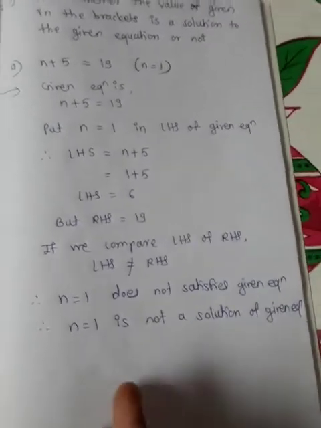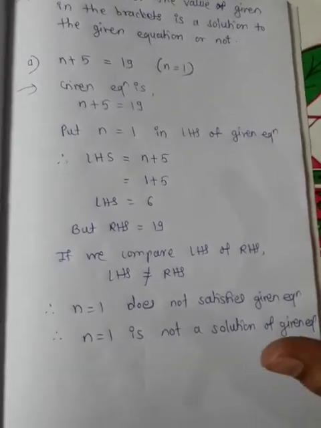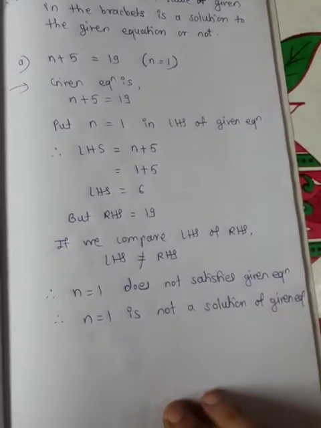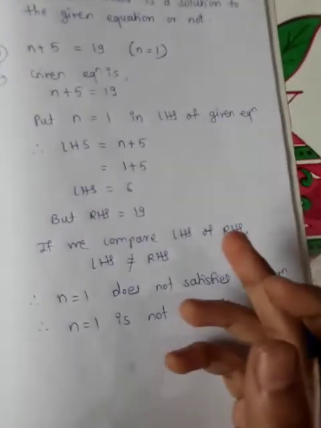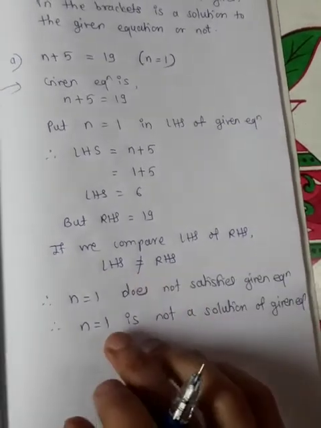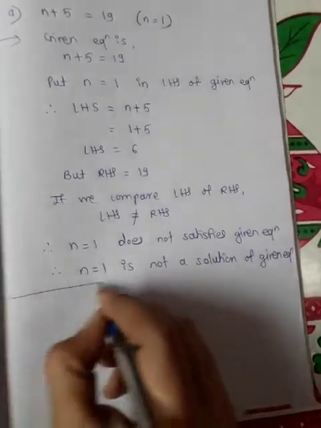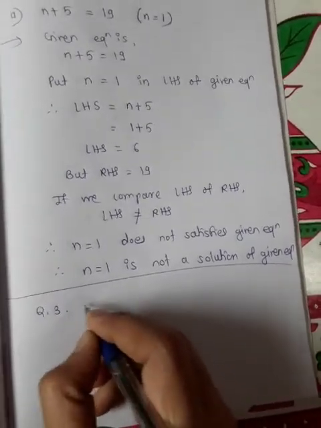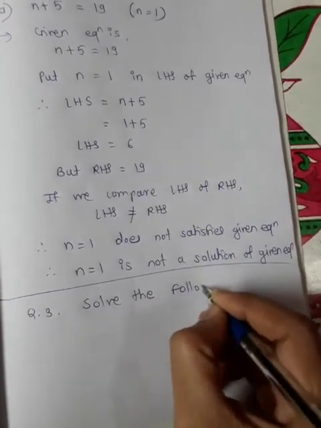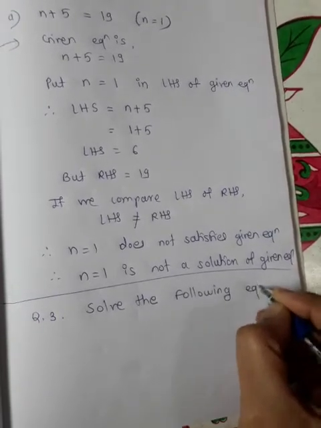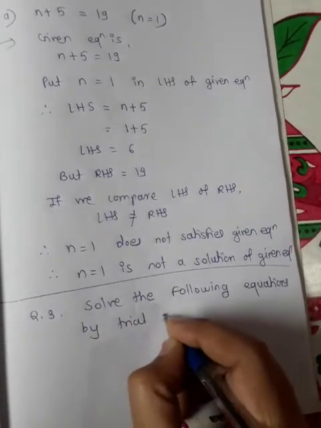Okay, these are very simple examples, so by this method you can try the remaining 5 examples. Just put the given values in LHS and check whether LHS is equal to RHS, and if LHS is not equal to RHS, then the given value is not a solution. Okay, now there is question number 3. Question number 3 is: solve the following equations by the trial and error method.